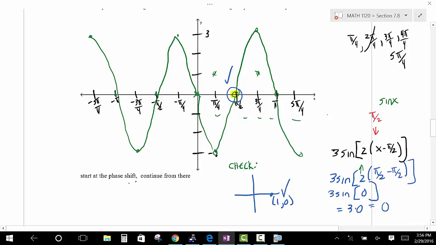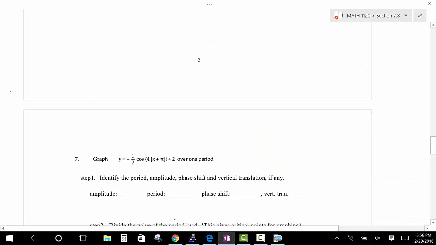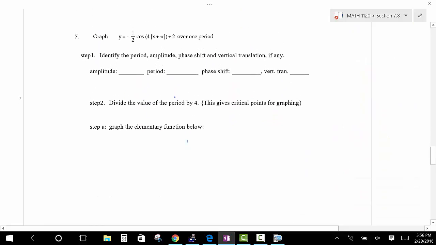Okay, so the key is if you have a phase shift, that's where you start. That's your first point that you should identify. All right, so we're going to do a few more of these. Now, if you look at number 7 on here, number 7 is already in a factored form. I've already got that 4 factored out of there. So let's just identify everything that we have.